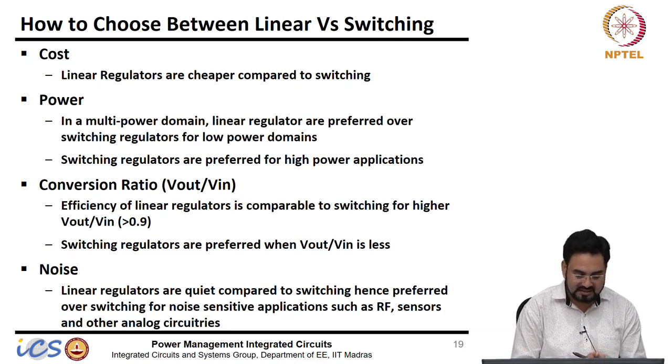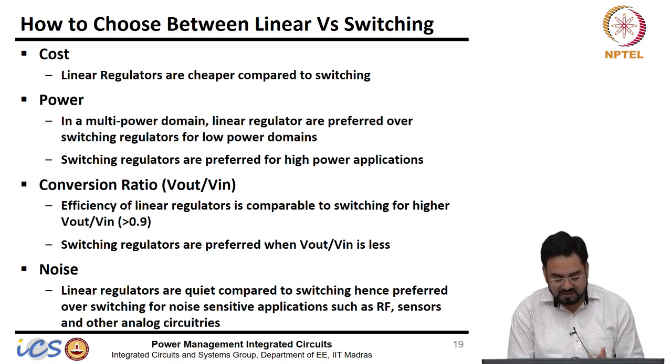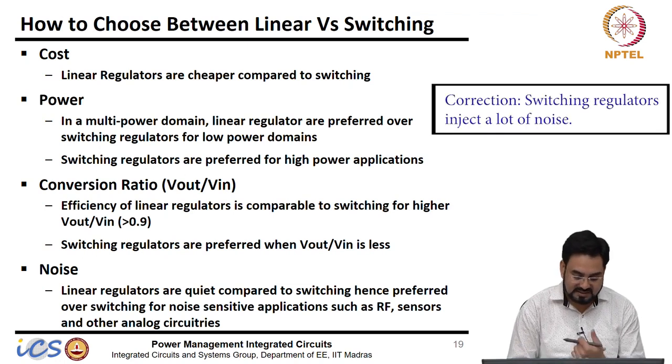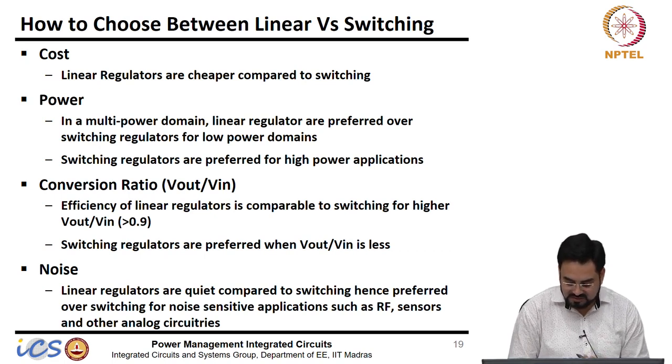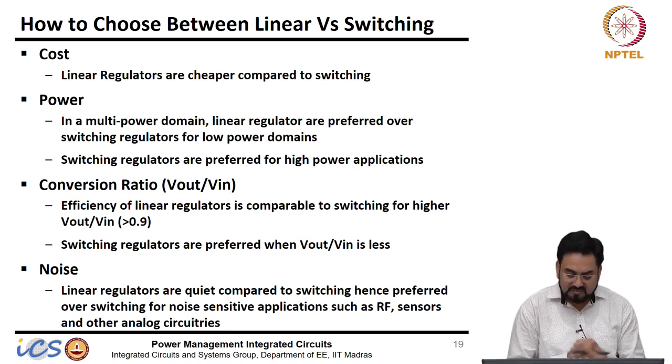And noise is another point to be considered. Linear regulators are quiet because they are not switching, whereas switching regulators inject a lot of noise in the output as well as in VDD and ground. So for any noise sensitive applications such as RF sensors and other analog circuitries, we always prefer linear regulators.